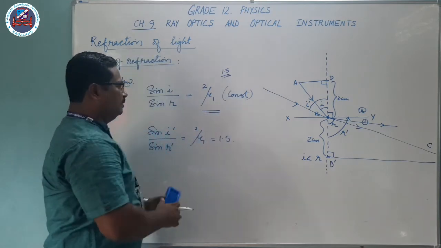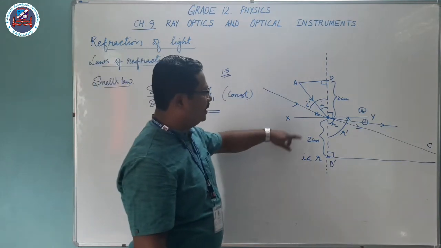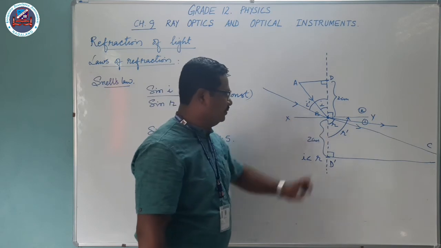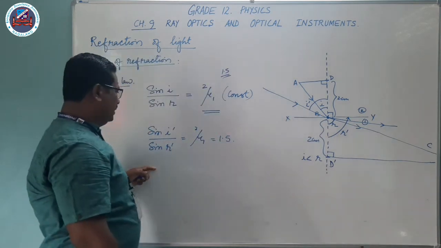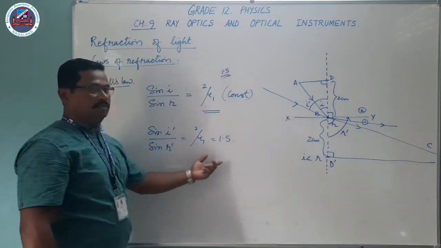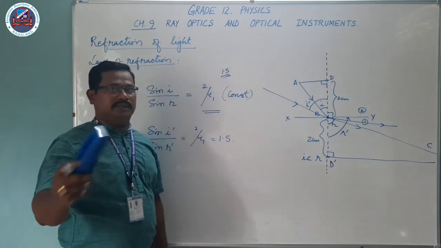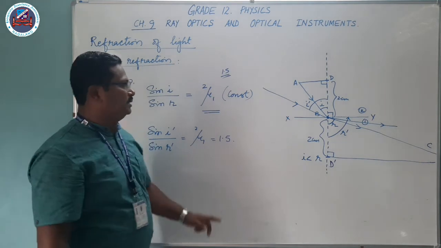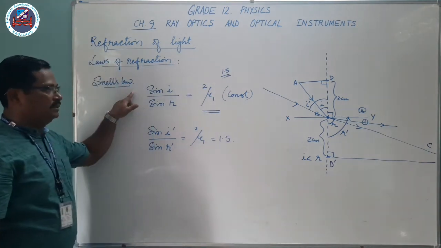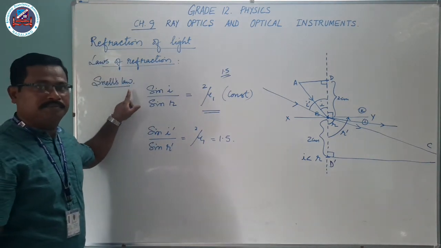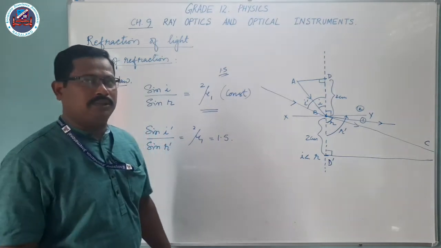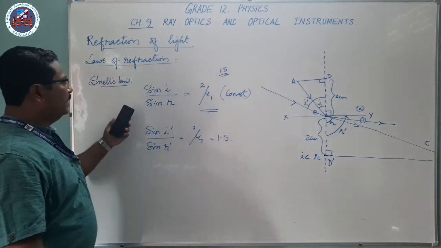Then if you take for the same pair of media, different angle of incidence and different angle of refraction, if you do it again, you will get the same answer, that is 1.5. It's just an approximation value, but it will remain the same. That is your Snell's law of refraction. Hope it is clear.